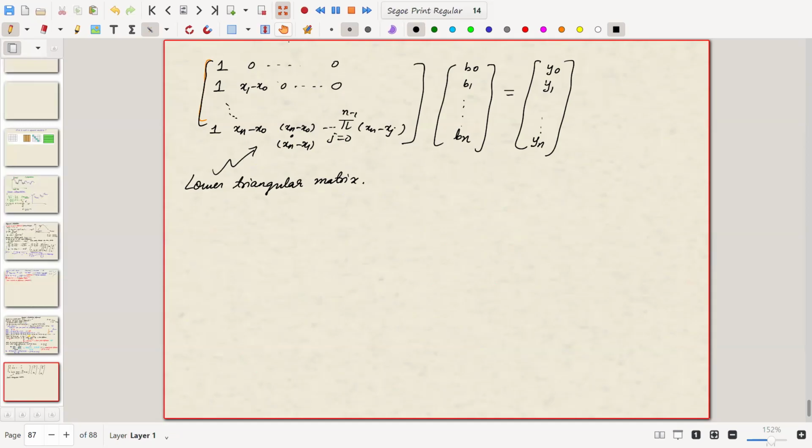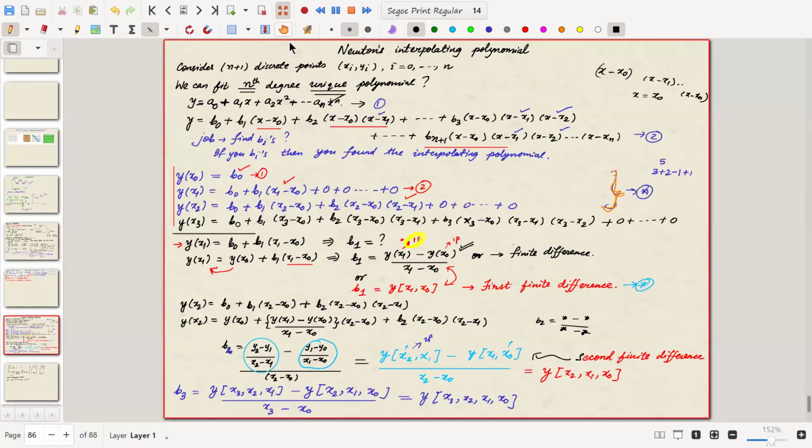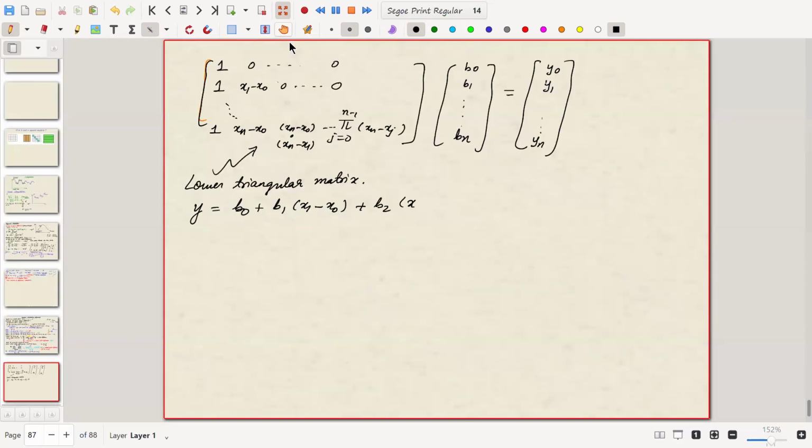So can you tell me now, what was our expression? Y equals B0 plus B1 into x minus x0 plus B2 into, tell me. Your notes have it written. Yes, it is a polynomial, right? So how can it be a constant? x minus x0, then B2. Yes, like that you continue.